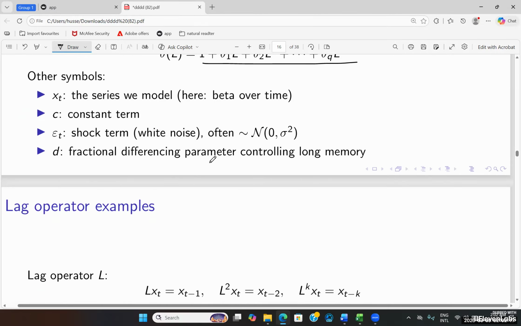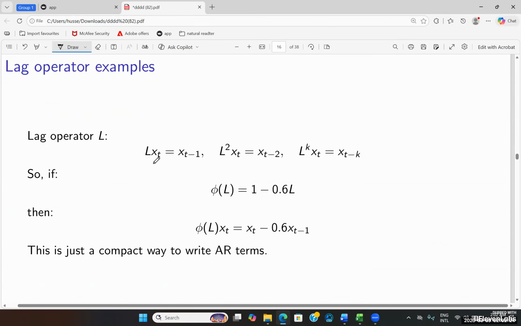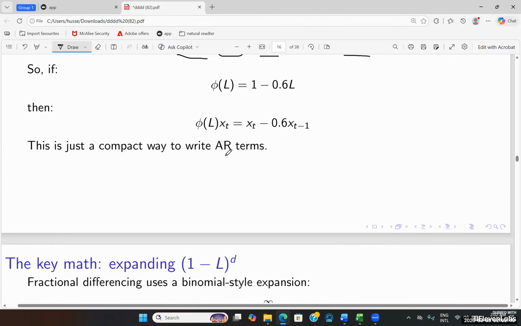I just want to give you a quick reminder about some of the notation you might see in your textbooks. Specifically, the capital letter L is used to denote what we call the lag operator. So for instance, if you see LXT, this notation simply indicates the value of x at time t minus 1. Similarly, L squared xt represents the value of x at time t minus 2. And following this pattern, L^k xt generally signifies the value of x at time t minus k.